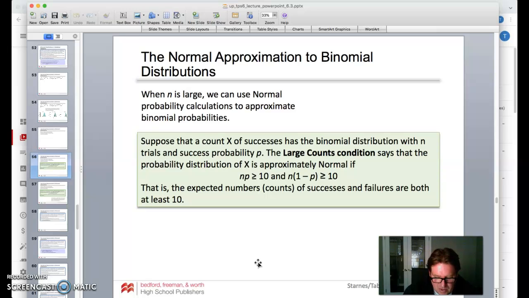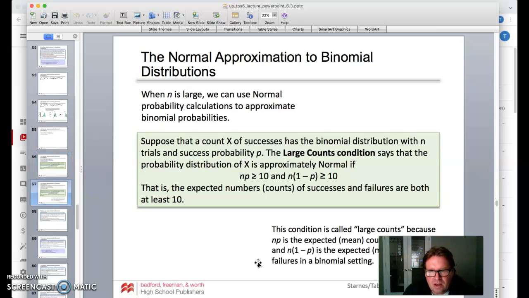All right, so now the next part is what's called the large counts condition. If X is the number of successes, with n trials and success probability p, the large counts condition says that the probability distribution of X is approximately normal if n times p is greater than or equal to 10, and n times the probability of failure is greater than or equal to 10. So the expected counts of successes and failures are at least 10 or more.